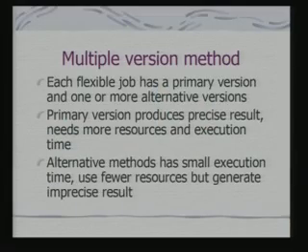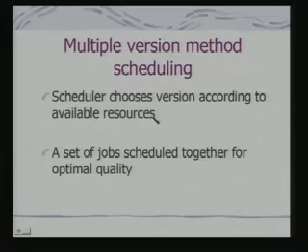So, you have multiple versions. If you have the resource to accommodate the enhancement layer, you get the enhancement layer as well. If you do not have the resource, you do not use the enhancement layer, you can discard it. So, that is a multiple version method for dealing with flexible jobs for resource allocation. The scheduler chooses the version according to available resources. Whether it would accept, for our example, the base layer or the enhancement layer, and a set of jobs are scheduled together for the optimal quality.